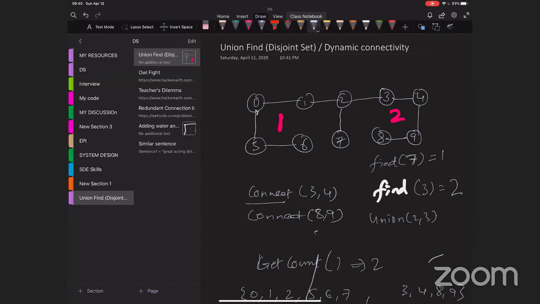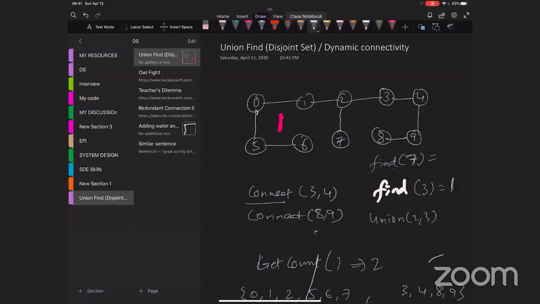After I do union 2 and 3, if I say find 7, once I do the union, either all become 1 or all become 2. Now if I say find 7, it is going to return me 1. Find 3 is going to return me 1 again. So basically it connects the two sets and makes them one set.